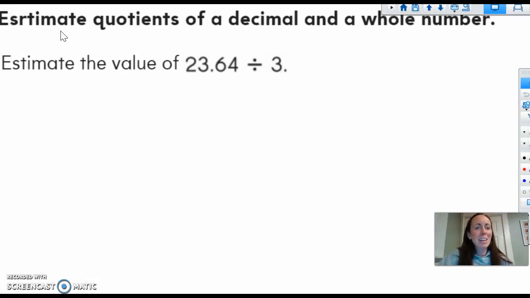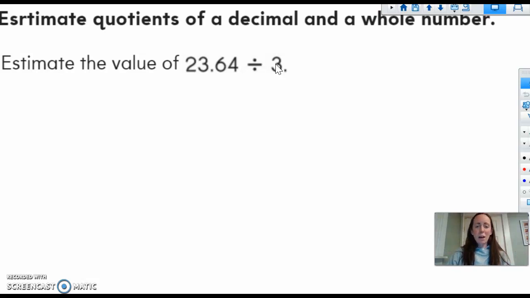Okay, anyways, so we're going to look at how to estimate the quotient of a decimal and a whole number. Now remember, when we're estimating with division, it's slightly different because you want to make sure you have compatible numbers. So I want to make sure that what I am changing 23 and 64 hundredths to is compatible with my divisor of 3. So what that means is I want them to be able to work together, and I want them to end up giving us a nice, clean, even number for our quotient that doesn't have a remainder or anything sloppy, because I want to be able to do it in my head mentally.